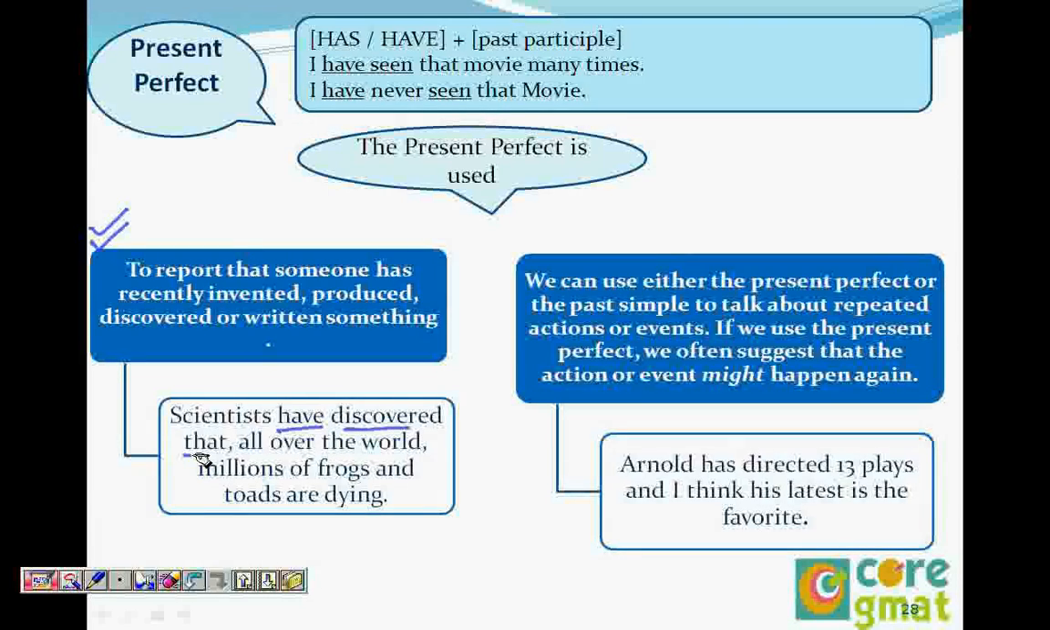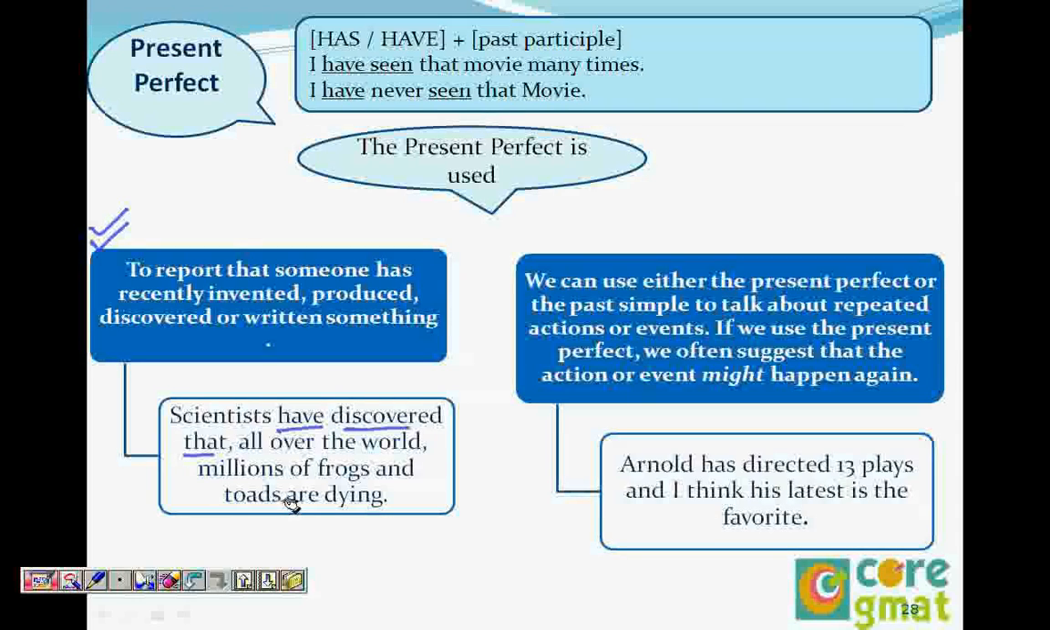Now the word is "are" here. So that means we're talking about the present, and therefore we'll use "have." We cannot say "scientists discovered," because it is "are." So this is tense consistency.